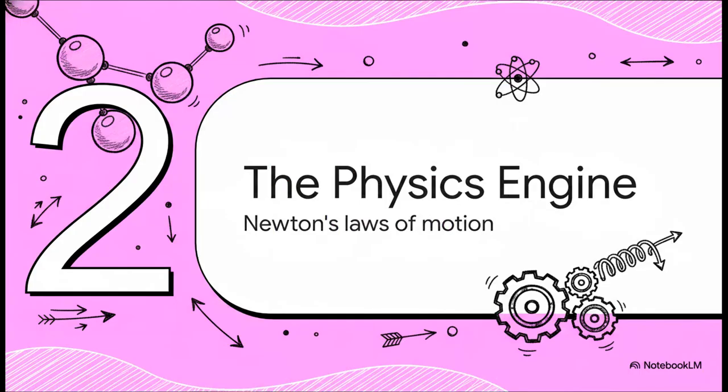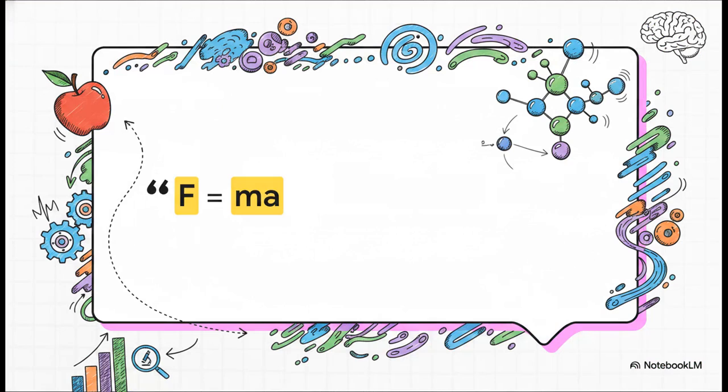Moving on to section 2, the physics engine. Force equals mass times acceleration. F equals ma, Newton's second law of motion. I know you all remember this one from high school physics, right? Well, it might seem totally wild that the primary engine driving modern drug discovery and structural biology is the exact same equation we use to calculate the trajectory of a falling apple. But it's absolutely true. In our simulations, force literally determines the motion of every single atom in the system.